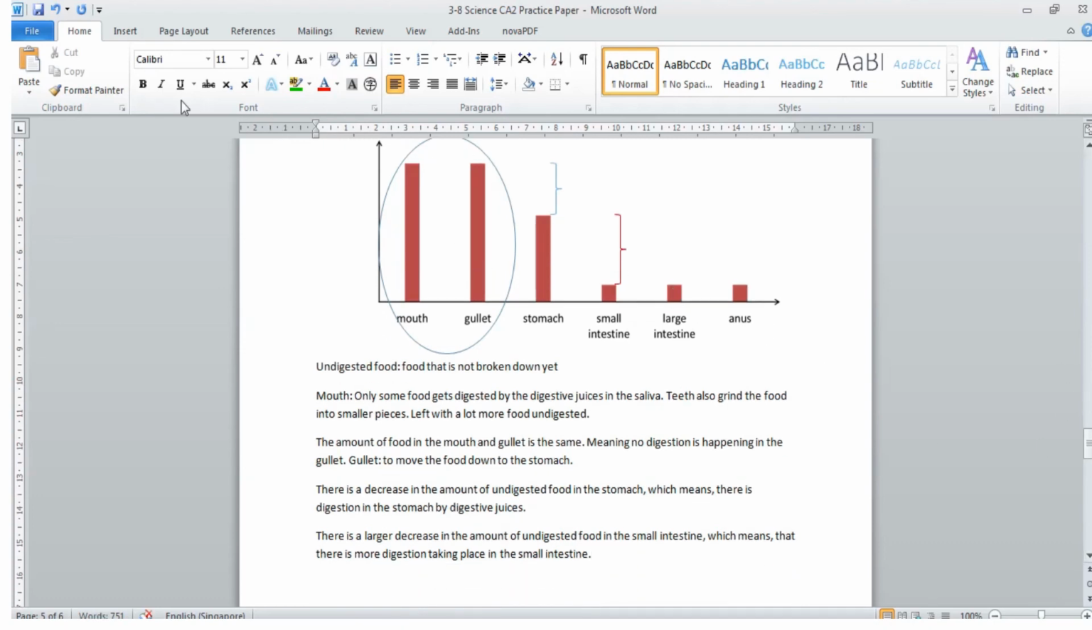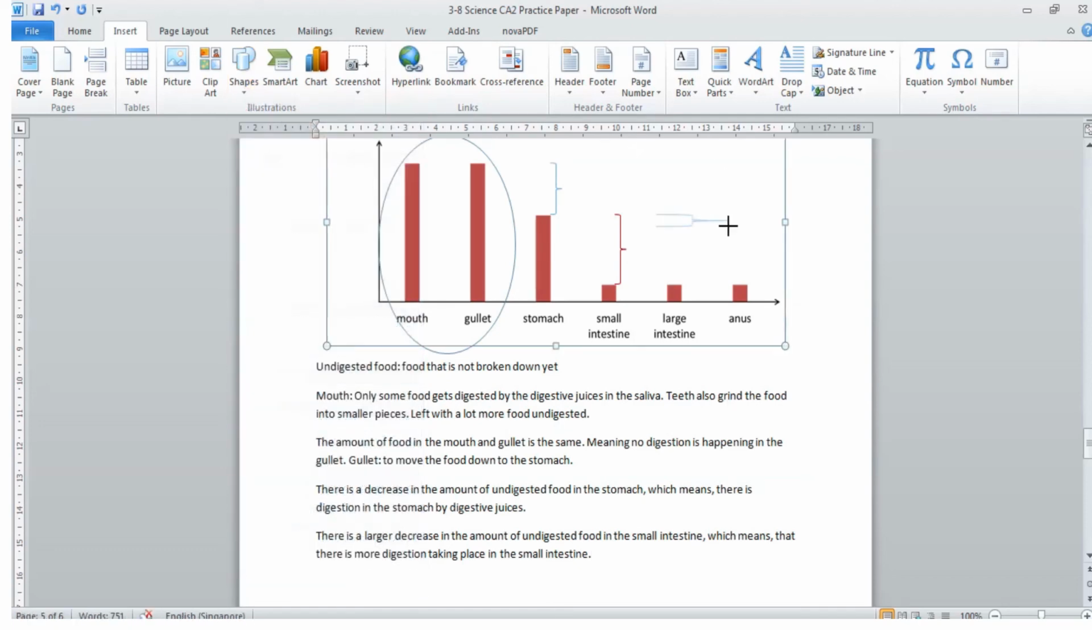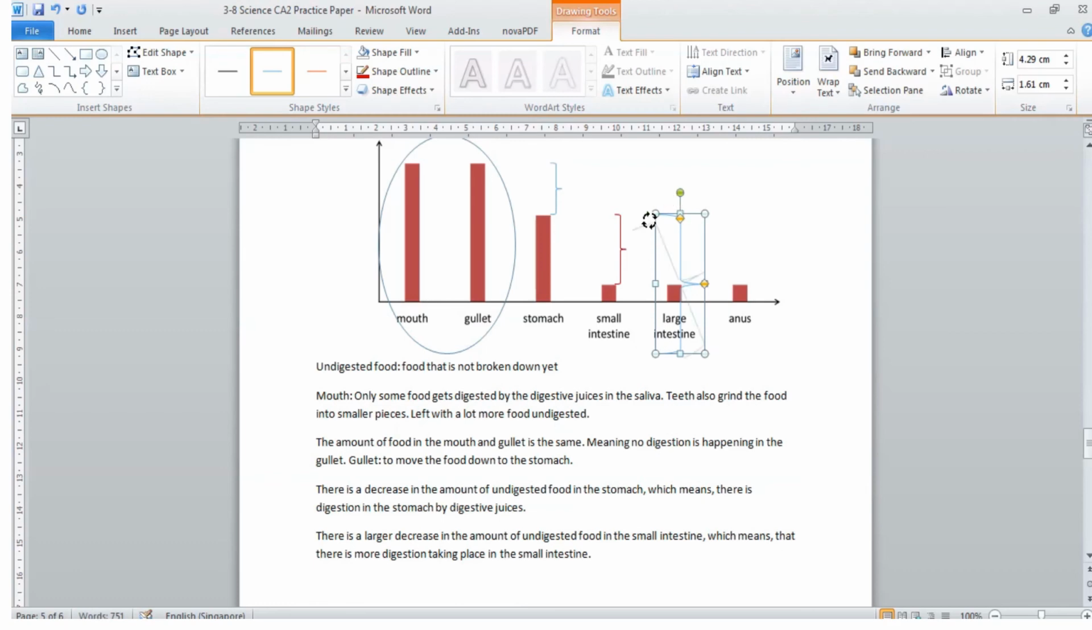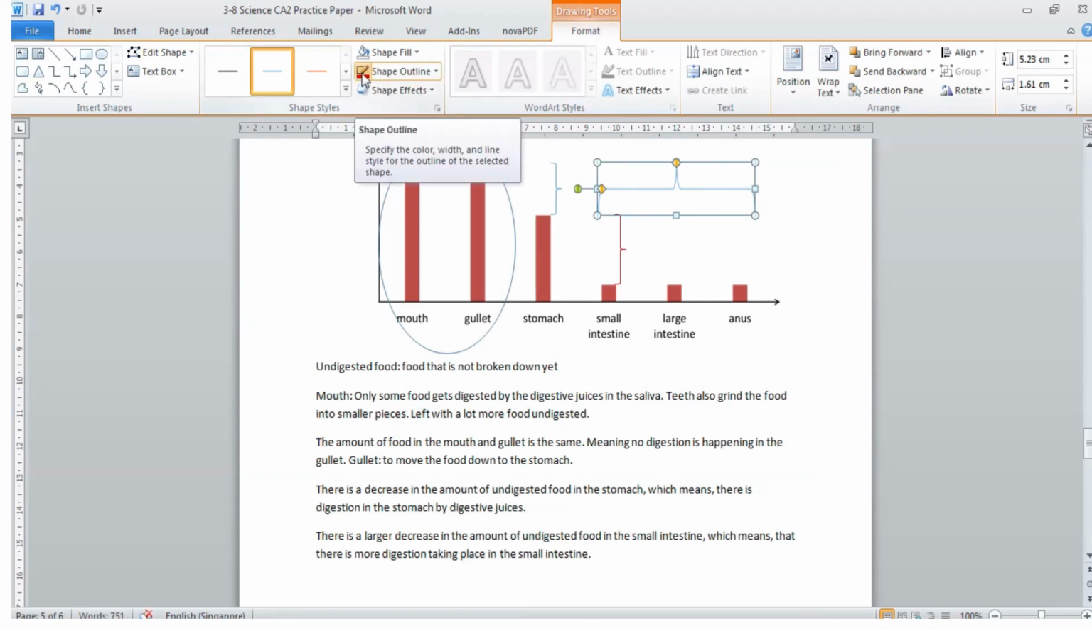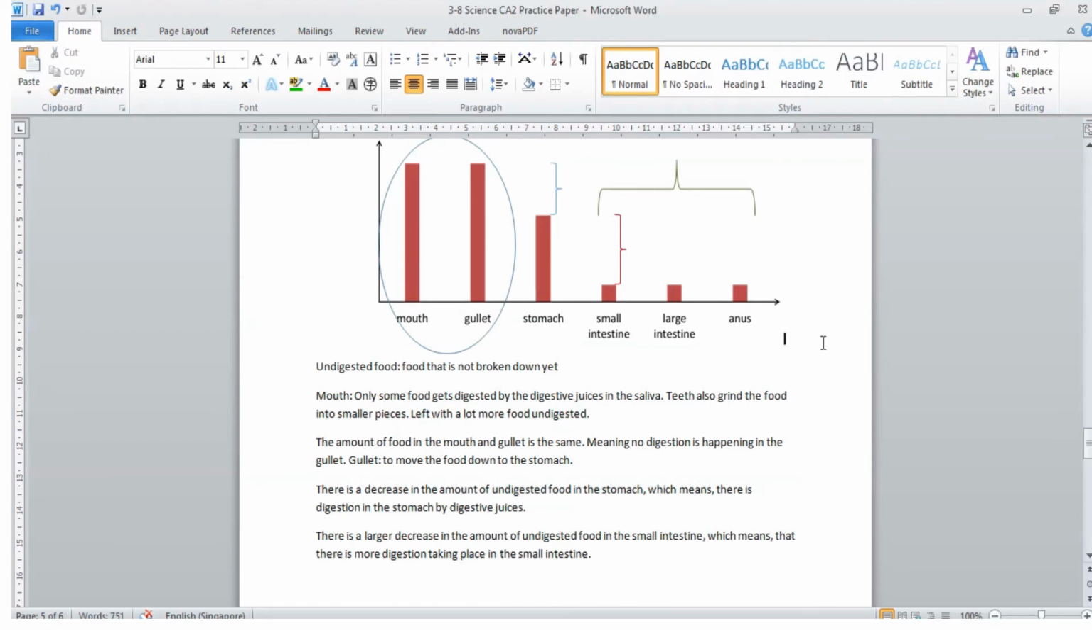Can you see here? Let me show you so that it will be clearer. Now let's take a look at this arrow over here. Let's color it green. Okay, green color. Now, can you see that there is no change in the amount of undigested food from the small intestine to the large intestine to the anus, which means there is no digestion.